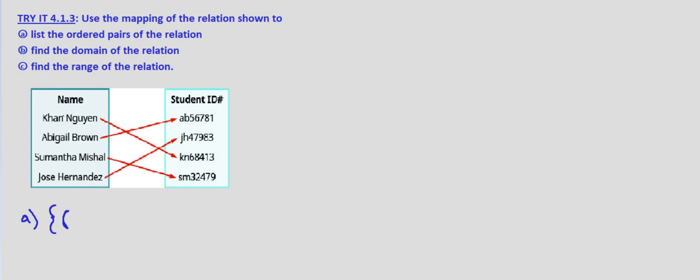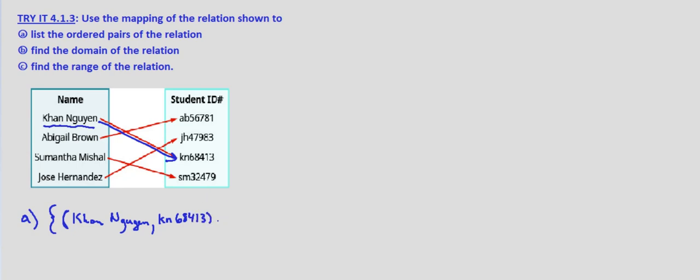So our first input is Khan. I'm going to butcher that last name, so I'm not even going to try to pronounce it. But that's our first x value of our ordered pairs. So Khan Nguyen. And then we follow the arrow to our output, and that's going to be the y value that corresponds to the x value, the input value. So KN68413.